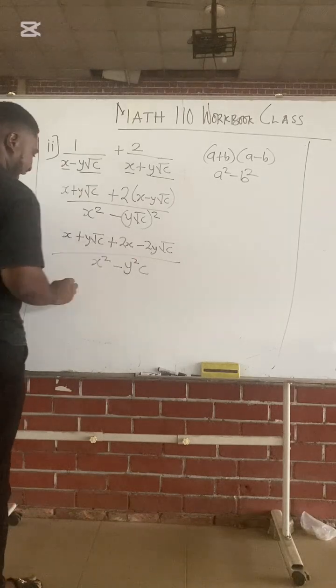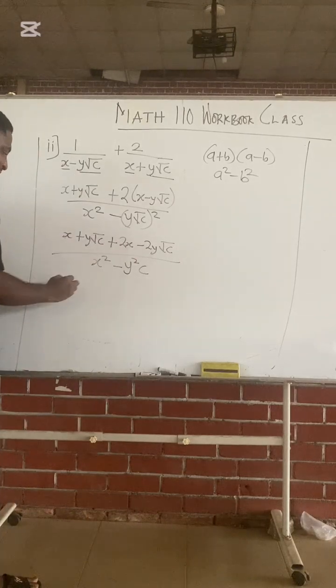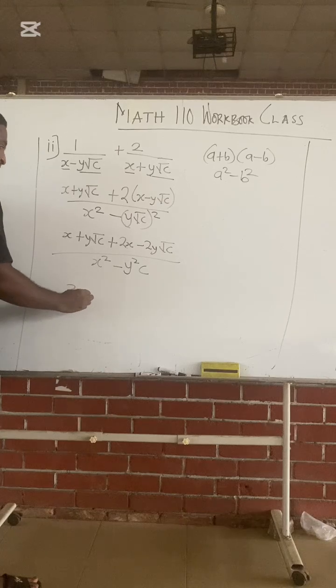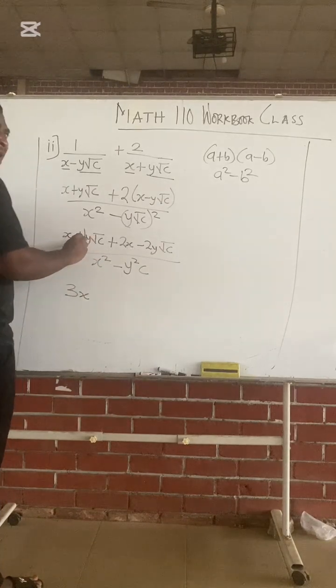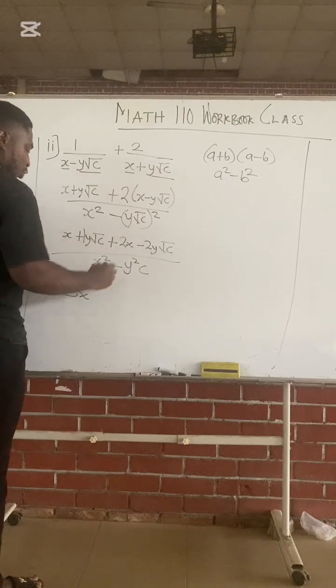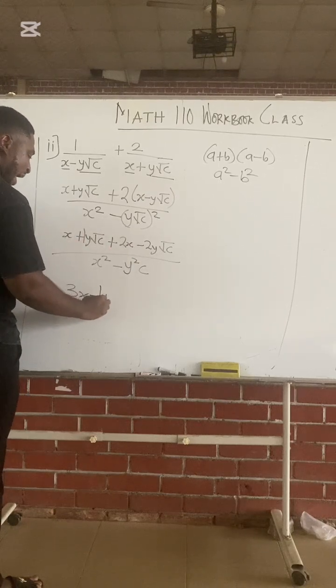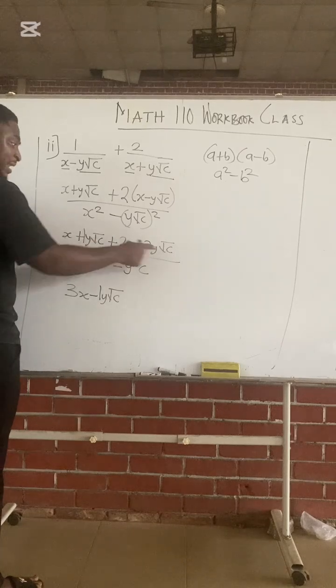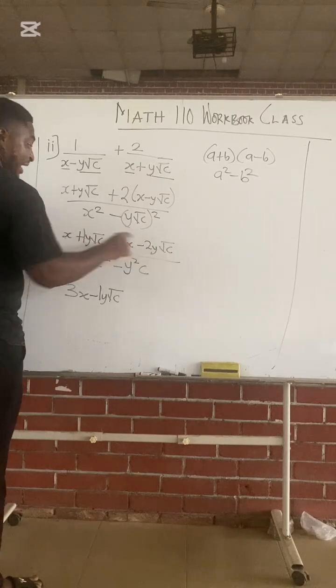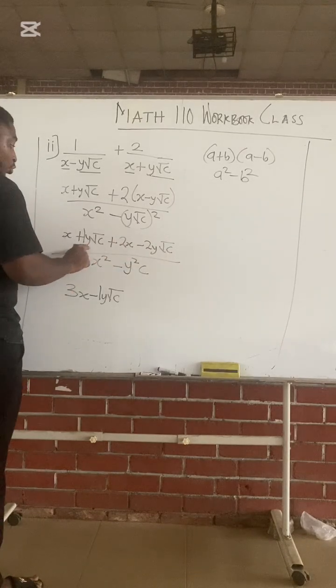Now coming to this side, x plus 2x is 3x, plus y root c minus 2y root c. Class, plus y means plus 1y. Plus 1 minus 2 is minus 1 y root c. Why could these two terms be combined? Because they have the same element in their root, c. So we could add up their coefficients.